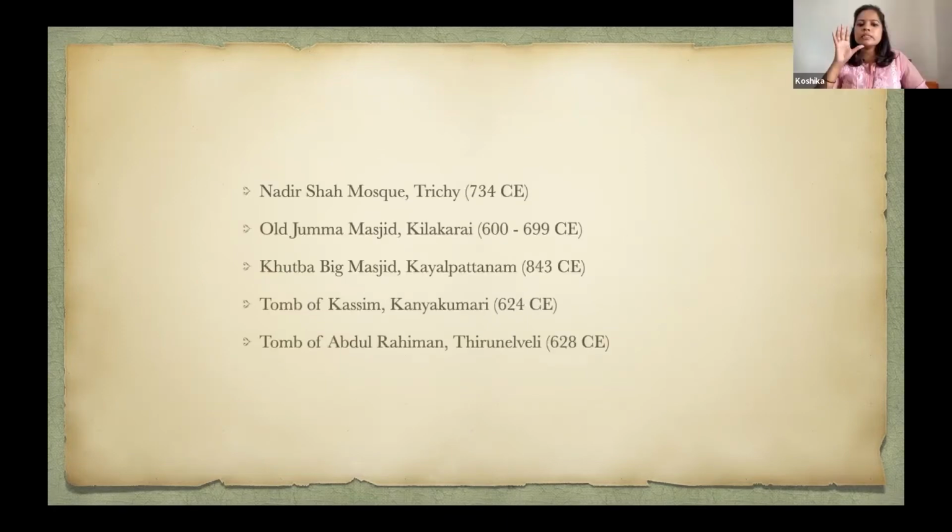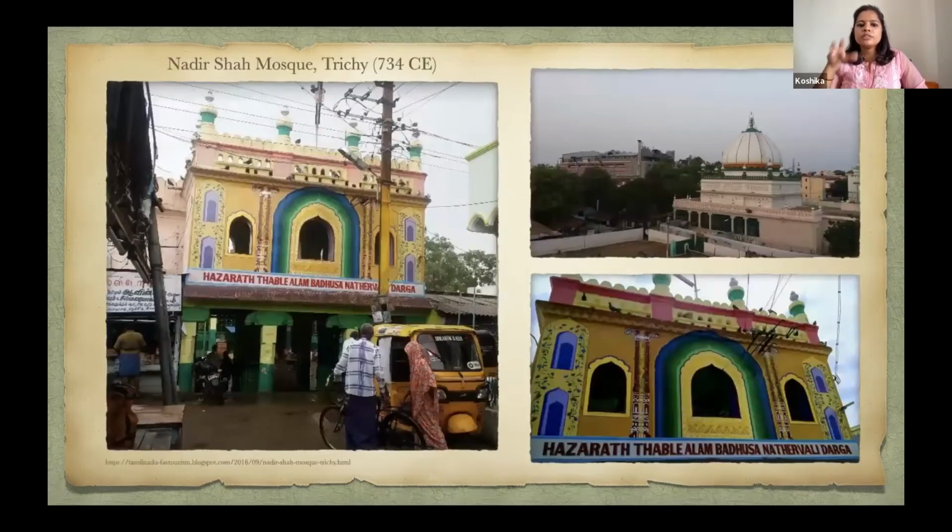So these are the mosques or masjids that you can still find in Tamil Nadu. Nader Shah Mosque, Old Juma Masjid in Kilakarai, Kutab Big Masjid in Kayalpatnam, Tomb of Qasim in Kanyakumari, Tomb of Abdul Rahman in Tirunelveli. So these are a few pictures I'm sharing.